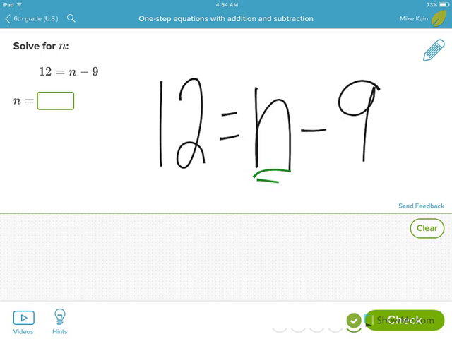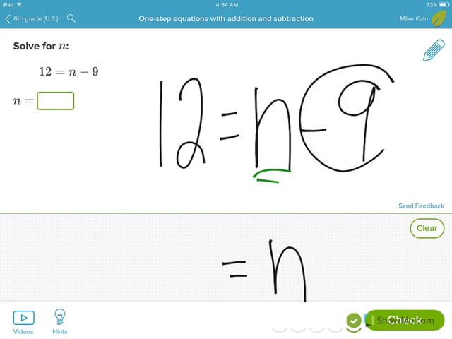So if I want to get n by itself, like n equals something, that's my variable. Let's look at what's attached to n. We have this minus 9. So let's undo the problem by doing the opposite. What's the opposite of minus 9? If you said plus 9, you are on the right track. So plus 9, we'll wipe this side out, because 9 minus 9 is 0. Plus 9 minus 9 cancels.